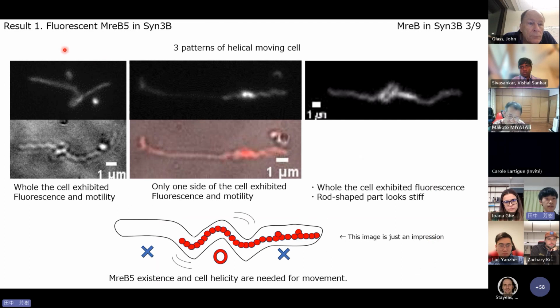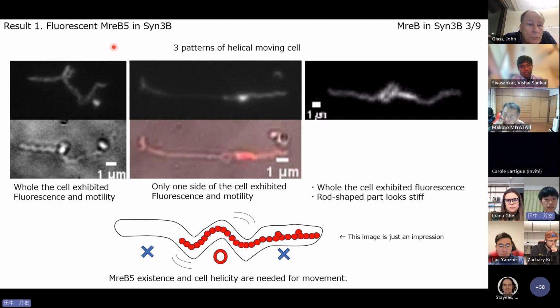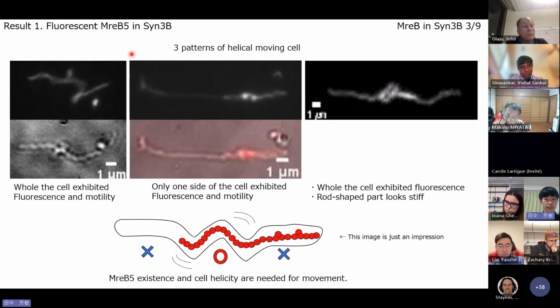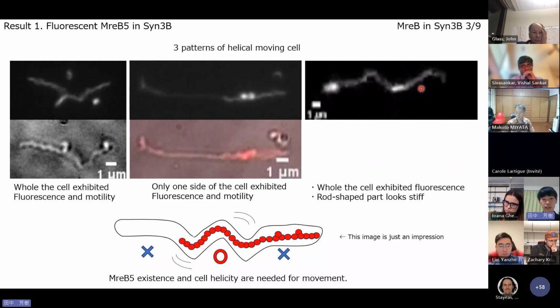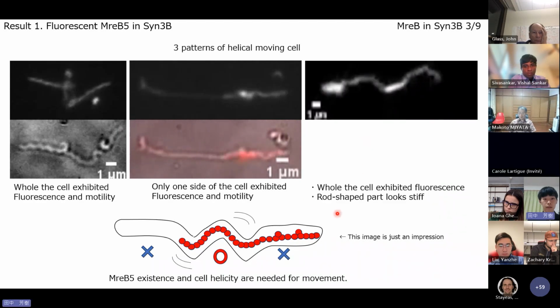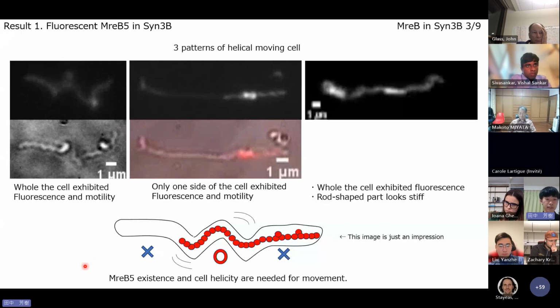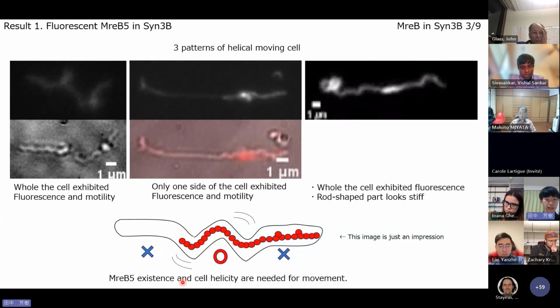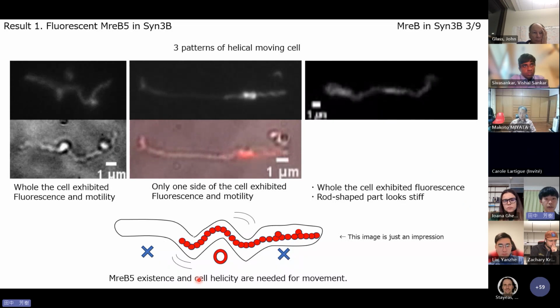Okay, I go to result 1. The MreB5 fluorescence of moving Syn3B can be divided into three groups. In the first one, the cell exhibits fluorescence and motility. In the second one, only one side of the cell exhibits fluorescence and motility. And in the third one, the full cell exhibits fluorescence, but the rod-shaped part looks stiff. From these observations, it seems that MreB5 existence and cell helicity are needed for movement.